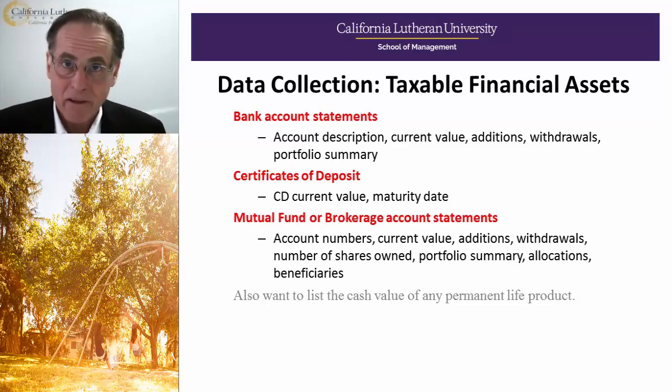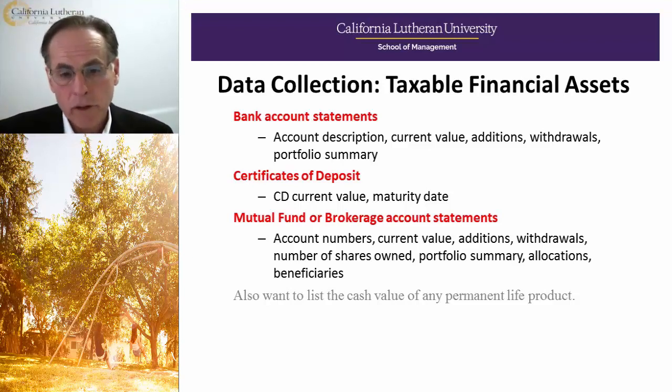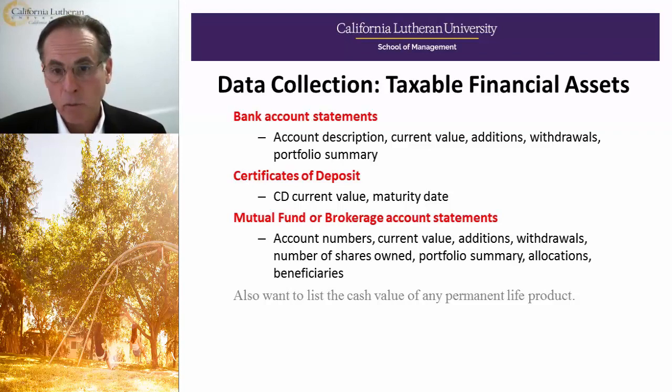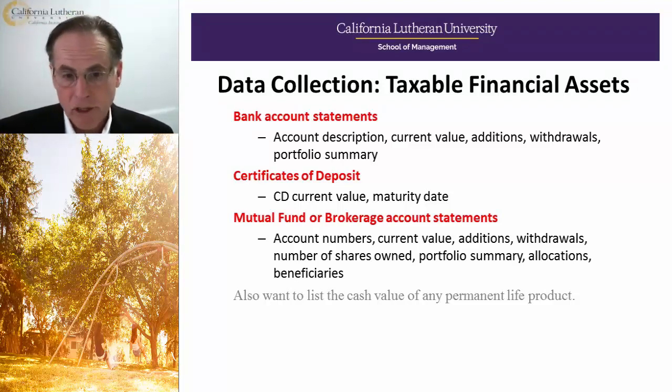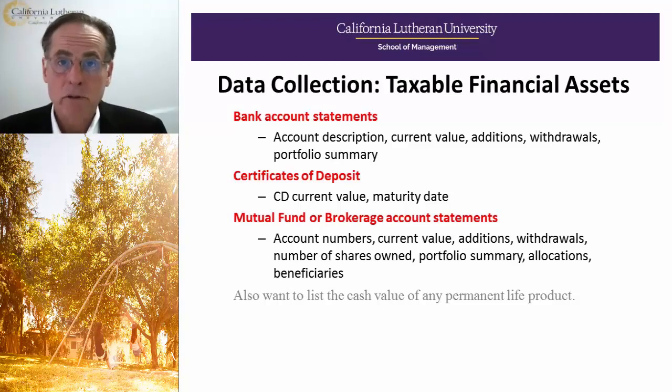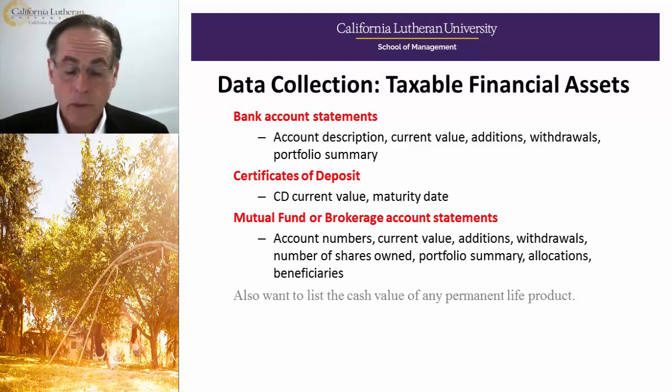That type of behind the number information. Mutual funds or brokerage accounts, as you can see, same sort of information: the account description, the current value, what's going on with the additions and withdrawals, what the portfolio summary looks like, what those asset allocations are, the number of shares owned. Because that's important, because of course you in your work may find that some of these are positioned incorrectly for the client's time horizons or risk tolerances, their needs, preferences, constraints, maybe even tax situations. And also in this case, beneficiaries.